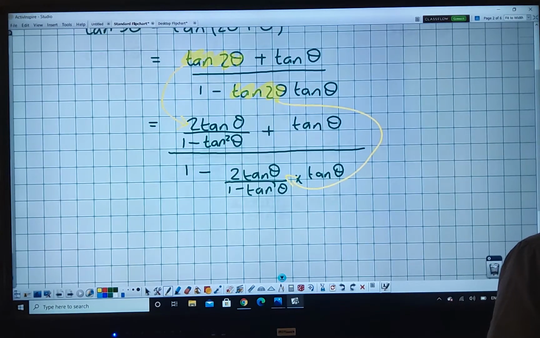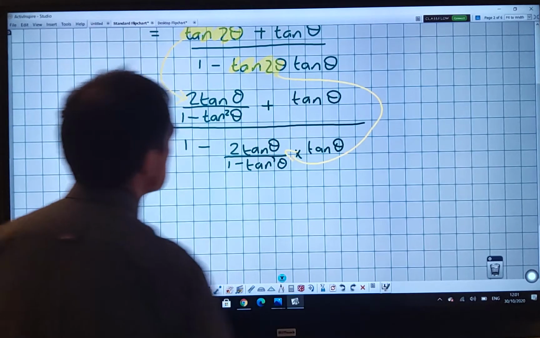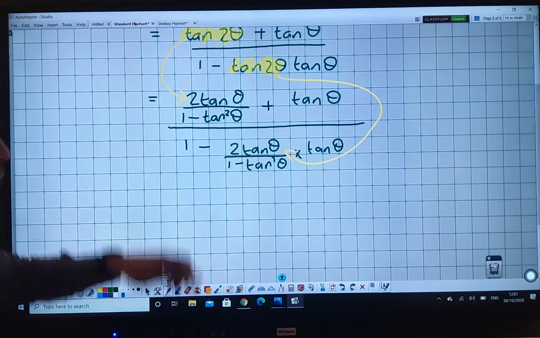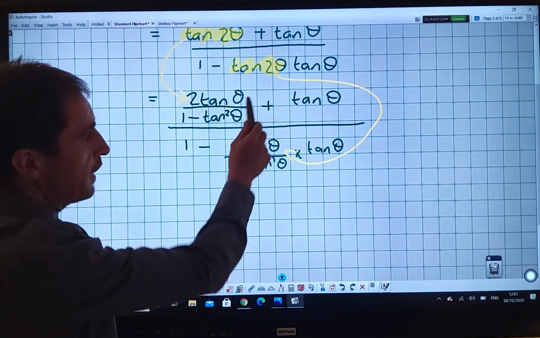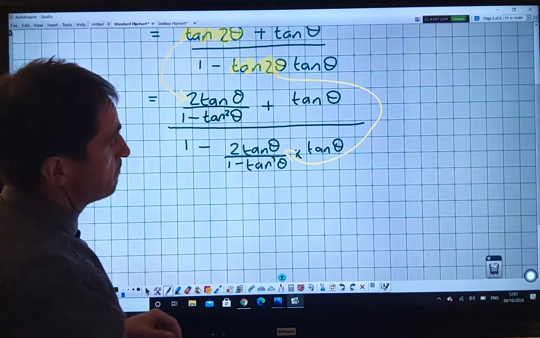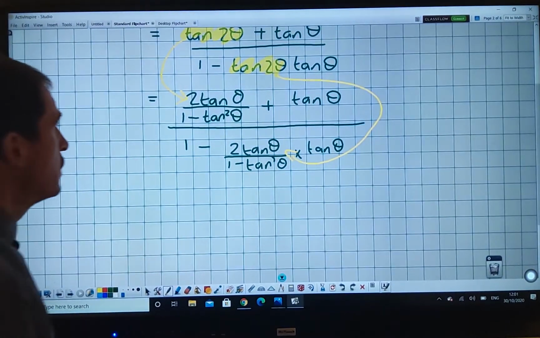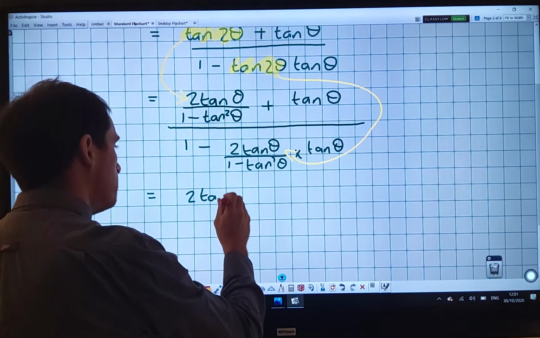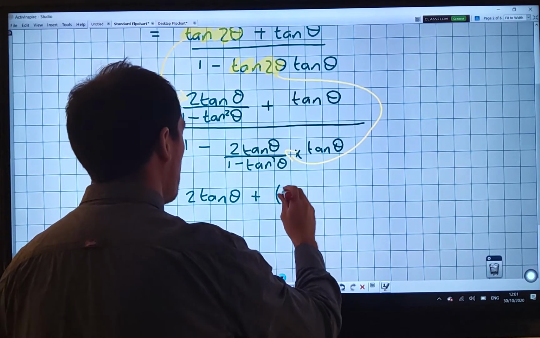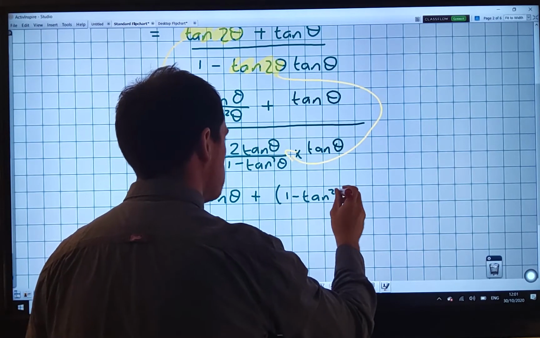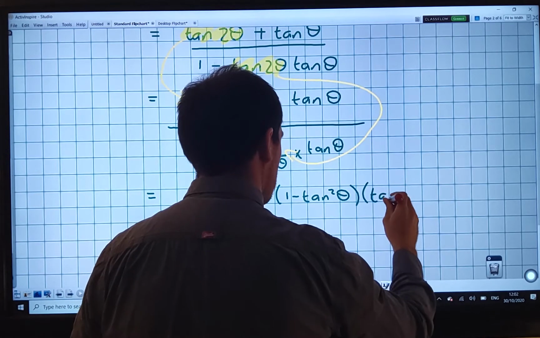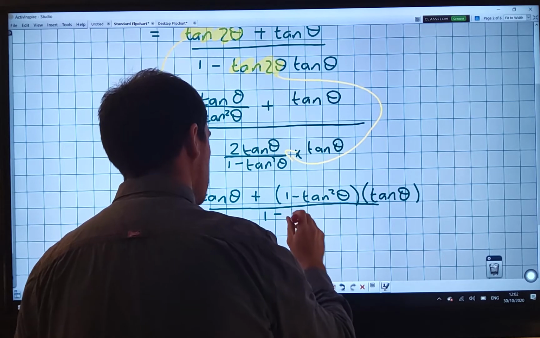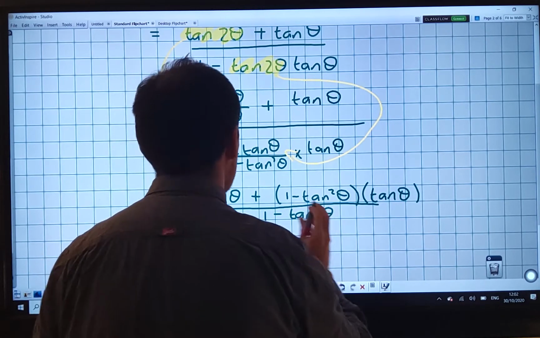So the next part of what I'm going to do is as follows. So now I'm going to cross multiply to get everything nice, and the reason I'm doing that is if I cross multiply, I have 1 minus tan squared theta below the line, above the line and below the line. So you'll see now, and then they cancel. So if I take my top line, so that can be written as 2 tan theta plus 1 minus tan squared theta times tan theta, and all that's all over 1 minus tan squared theta. So that's the top line done.